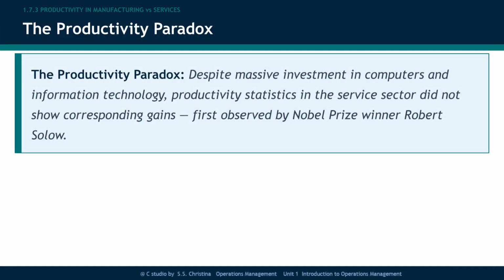Now let's talk about one of the most interesting puzzles in economics, the productivity paradox. Nobel Prize-winning economist Robert Solow famously said, "We see computers everywhere except in the productivity statistics during this period." What does that mean? From the 1970s to the 1990s, organizations spent billions on computers and information technology. Logic said this should improve productivity dramatically, but the data showed almost no improvement in service sector productivity statistics during this period. The computers were everywhere, the productivity gains were nowhere to be found.